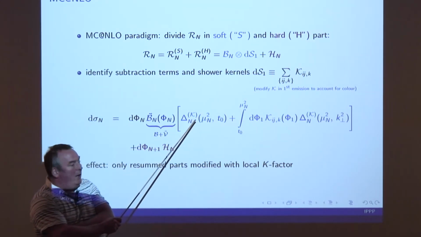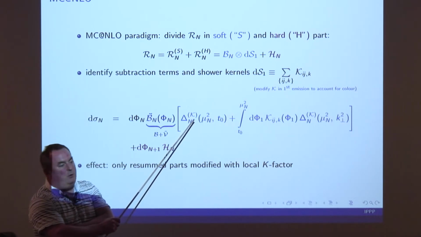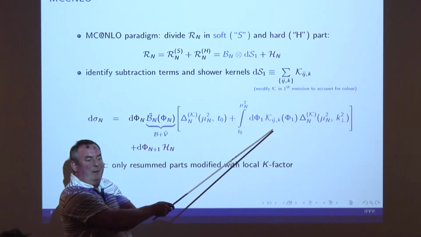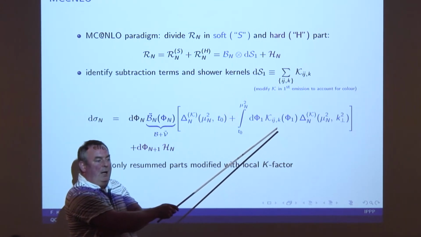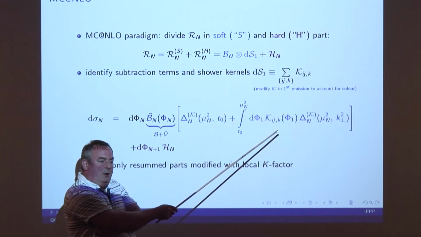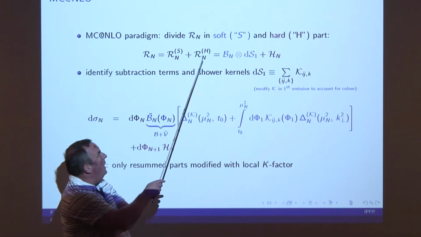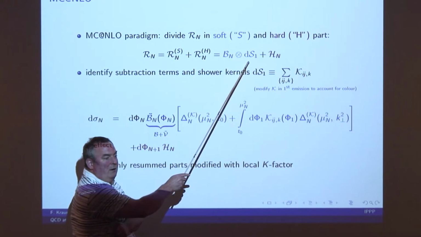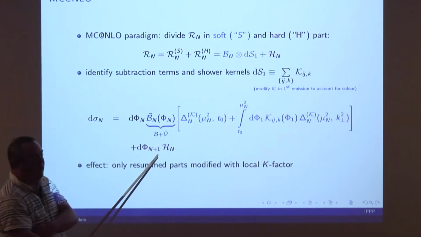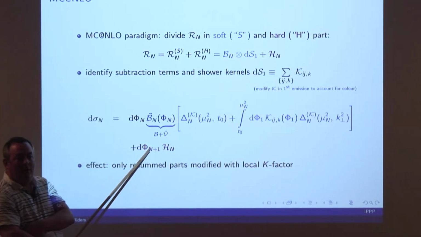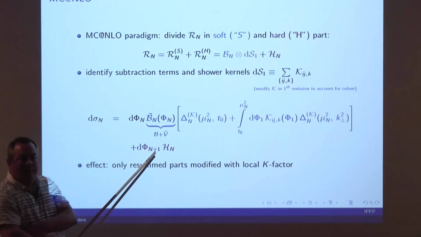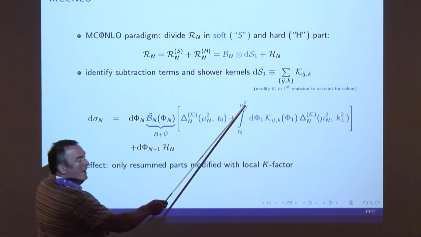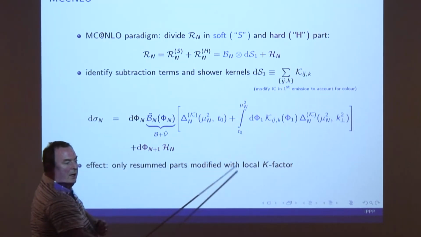And then you can say, okay, my Sudakov is the original Sudakov with the original splitting kernel, and I generate my emissions with the original splitting kernel, but the error I make is now the full real minus this thing here. And that is what I add by hand.